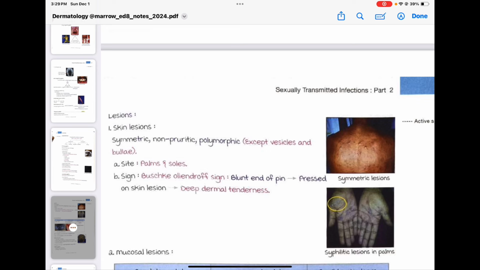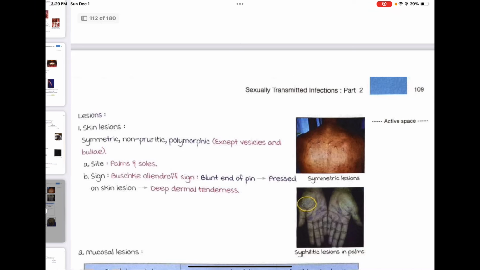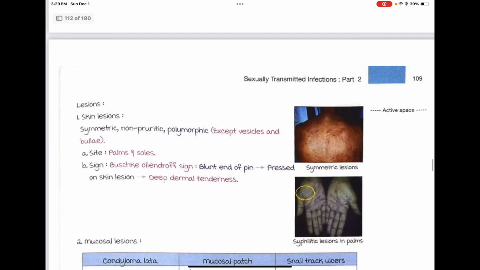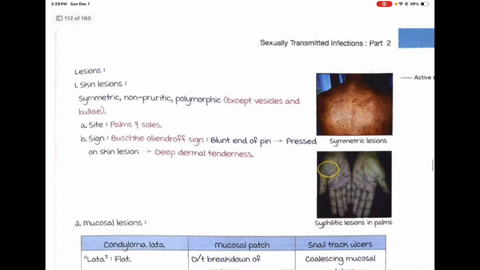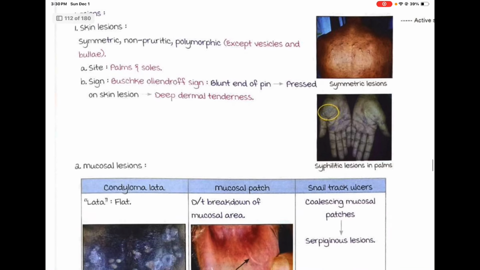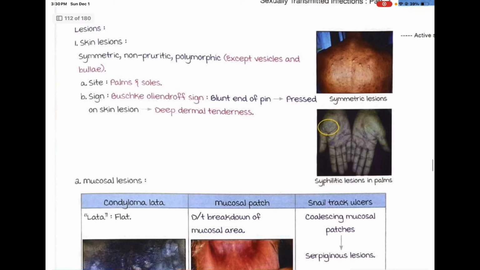Mucosal lesions. Condyloma lata. Lata means flat. Flat-topped moist lesions. Mucosal patch due to breakdown of the mucosal area. Snail track ulcers, coalescing mucosal patches, serpiginous lesions. So we will see that example: condyloma lata, mucosal patch, and snail track ulcers.